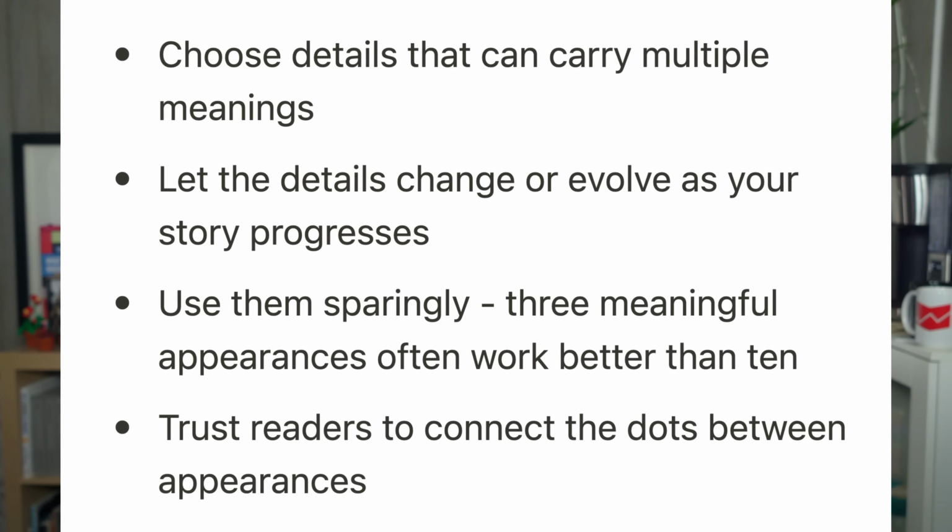So how do you take these recurring details and make sure they work? Because even in this video, it's hard to give specific examples because these would often be over a longer story. But the way to do that is to first choose details that can carry multiple meanings. Then let the details change or evolve as your story progresses. Use these sparingly. Three meaningful appearances often work better than 10. And again, trust the readers to connect the dots between appearances without you directly calling them out.